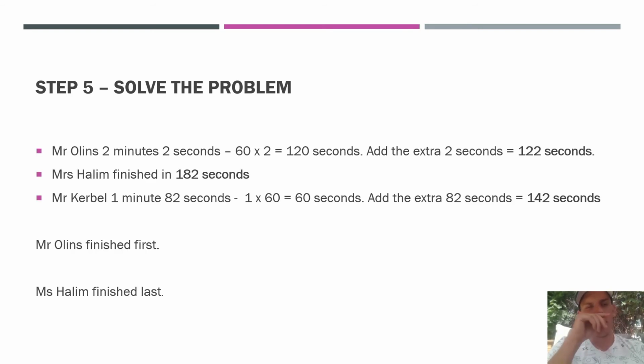Excellent. So we need to turn them all into seconds. So 2 minutes, 2 seconds. Remember, each minute is 60 seconds. So you just do 60 times 2, which is 120 seconds. And you've got 2 seconds left over, which is 122 seconds. So Mr. Olin finished in 122 seconds. Mrs. Halim finished in 182 seconds.